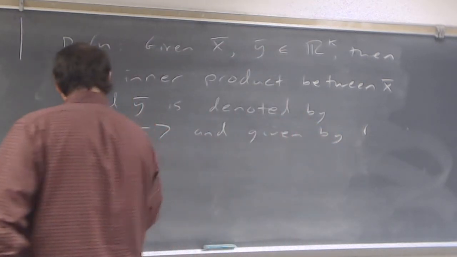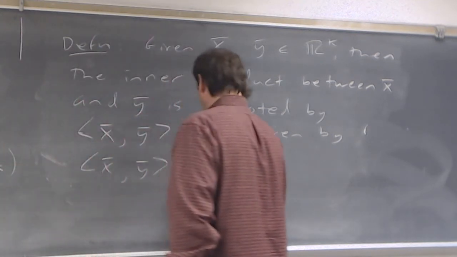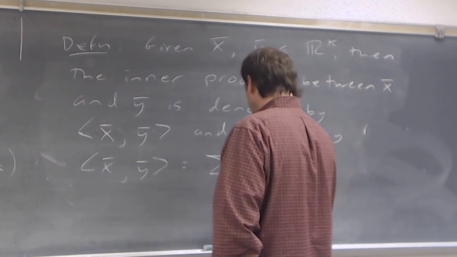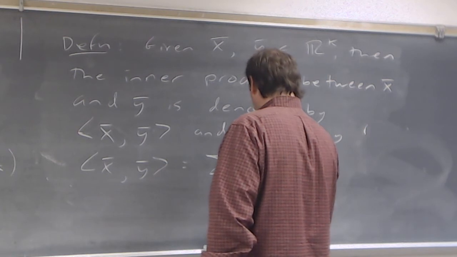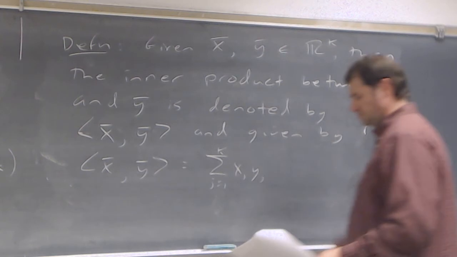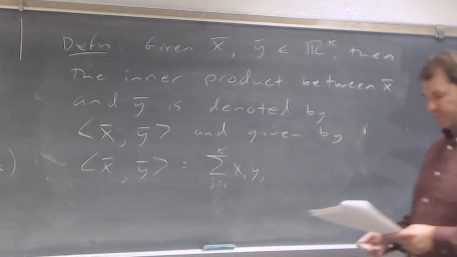the inner product between x and y, where x and y are in RK, is equal to the sum of xj times yj, these are the coordinates, as j runs from 1 to k. That's its definition. Let's look at an example.